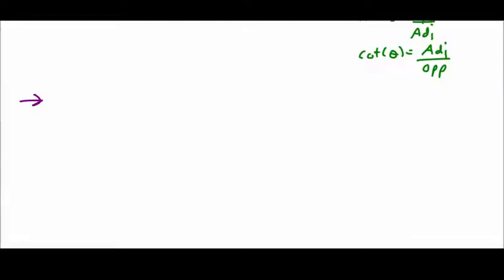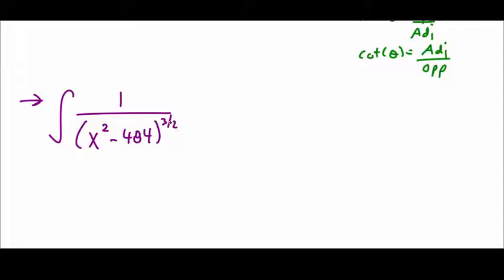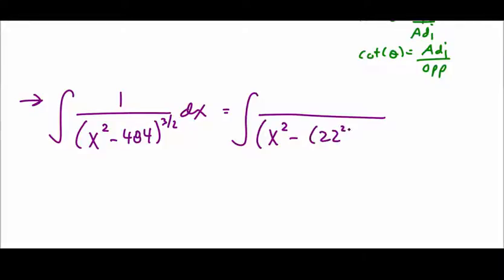Now this next one, we're going to have a radical involved as well, but instead of just being the square root, it's going to be the cube, the third power of the square root. So let's go ahead and look at 1 over x squared minus 484 to the 3/2. There's a square root involved here because 2 is the root, 3 is the power, dx. So let's go ahead and rewrite this first. Let's recognize that 484 is a perfect square. That's going to be 22 squared, and then all of this is raised to the 3/2.